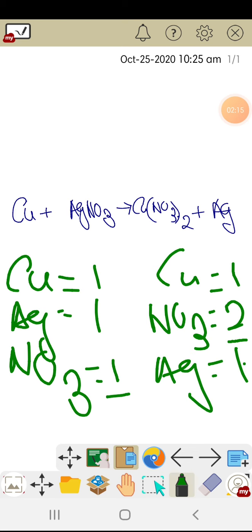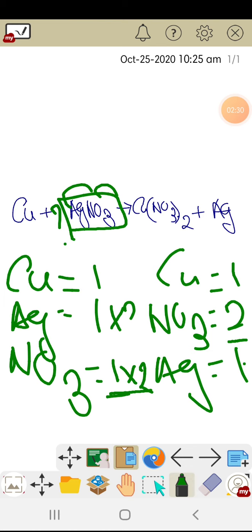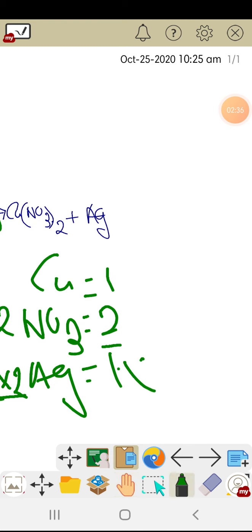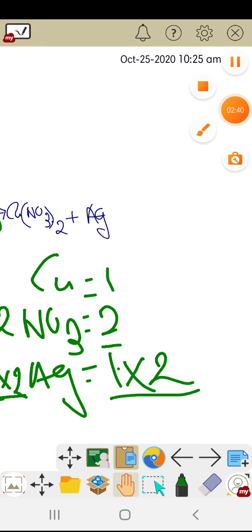You can understand that you have to add a 2 over here, but while adding this 2, since it is again a compound, when we place a number before it, it gets multiplied by both the elements present in the compound. Since it is AgNO3, it will be multiplied by Ag. Ag is becoming 2, so we have to multiply Ag with 2 on this side also. Clear? Okay, fine. This will be a balanced equation.